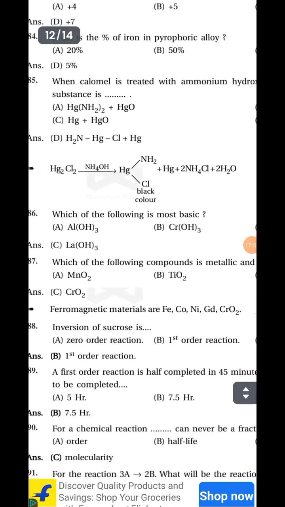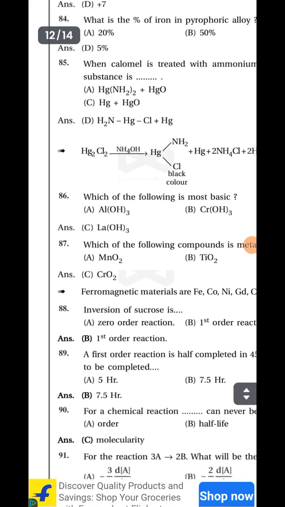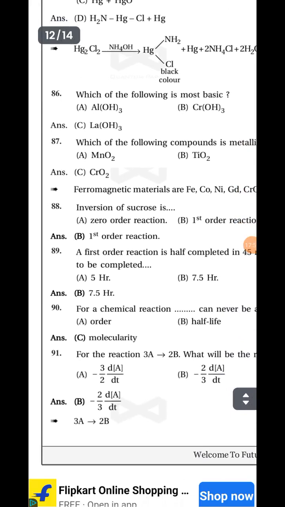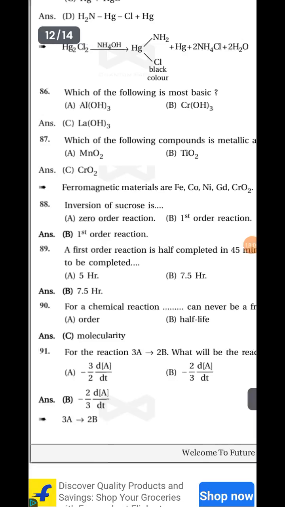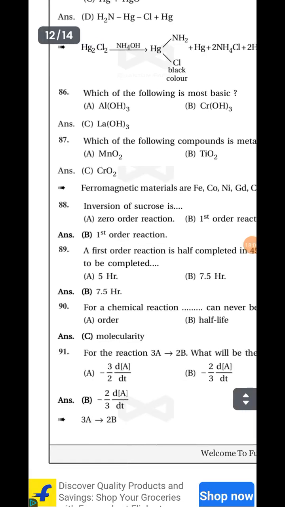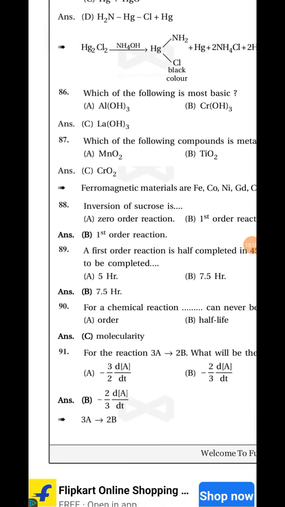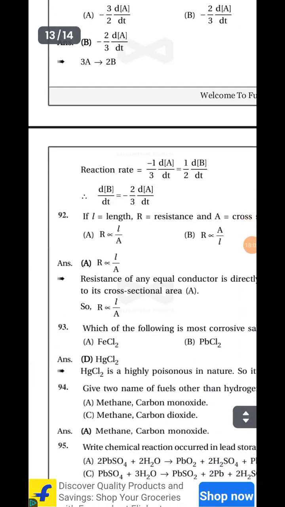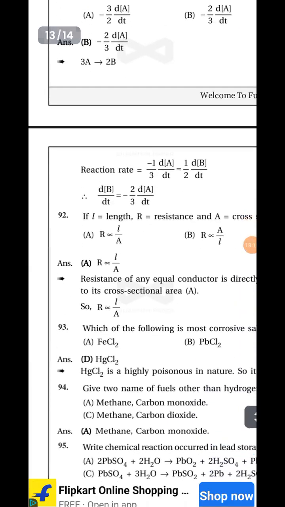Inversion of sucrose, which order is this? This is a first order reaction. Here you can check it out. For a chemical reaction, order can be a fraction, but molecularity cannot be a fraction. So these are numericals and concept based questions also, so go through it.